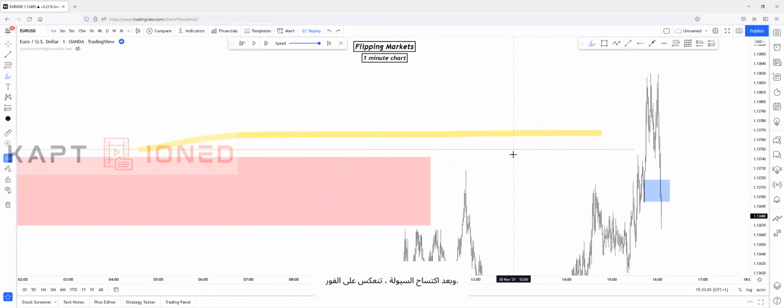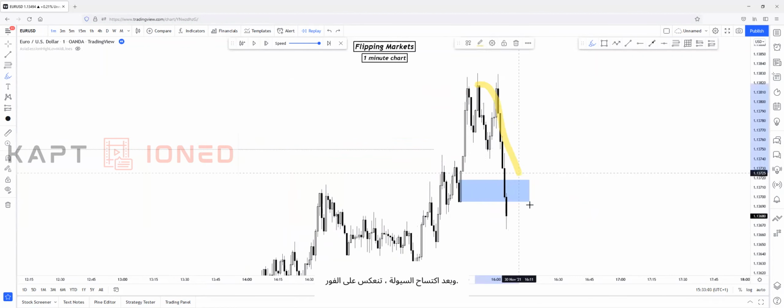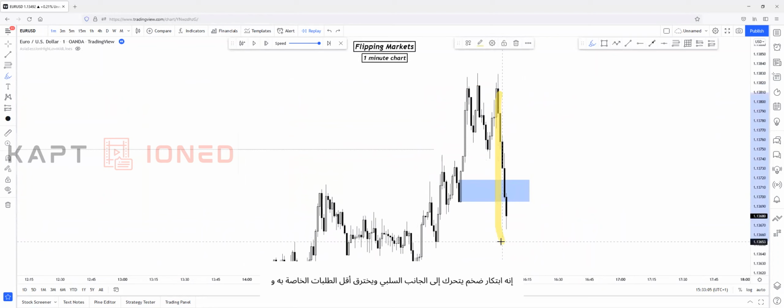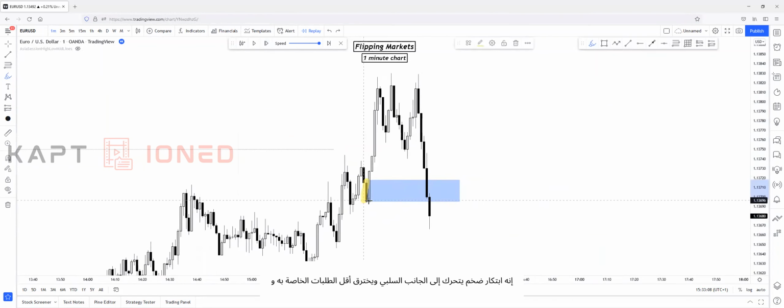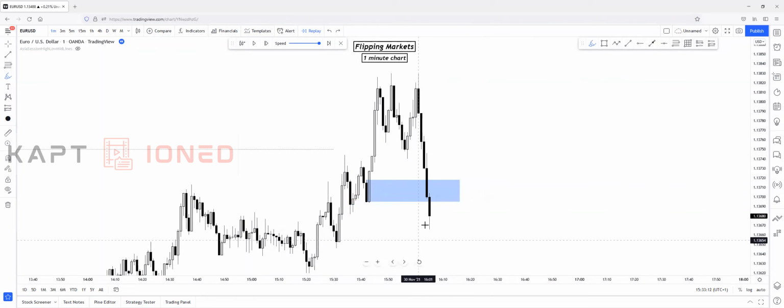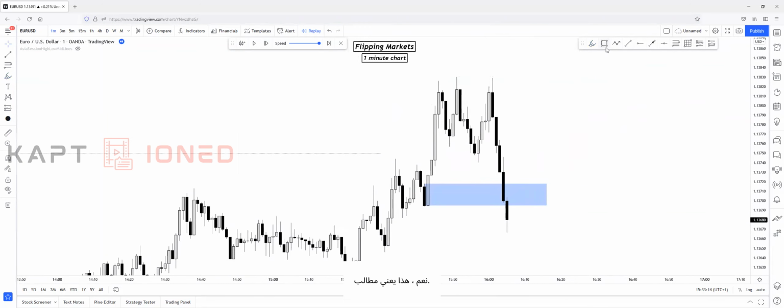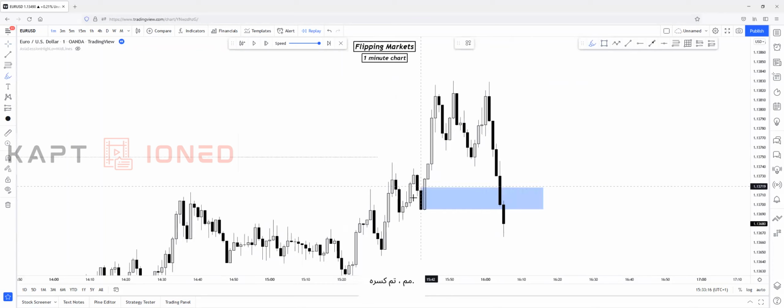And after the liquidity sweep, it reversed immediately, as you can see, with a huge inefficient move to the downside and broke through the last demand zone. And actually it broke through several demand zones because we had this demand zone right here. So yeah, this means a demand zone has been broken. This means we have a supply zone.